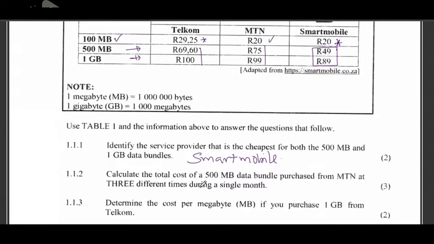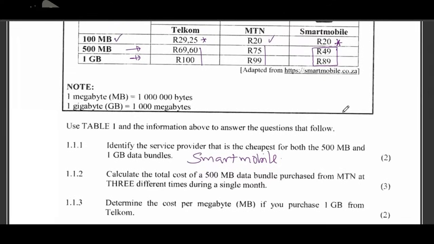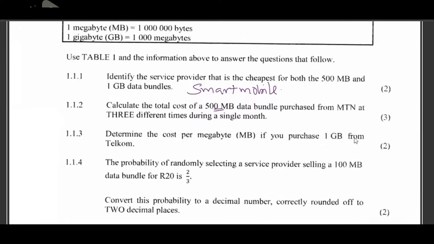Question number 1.1.2. Calculate the total cost for 500 MB data bundles purchased from MTN at 3 different times during a single month. So how much is it under MTN? It's this much. You're looking at 500 MB. So we're going to say 75 times 3. You get your answer, 225 rands.